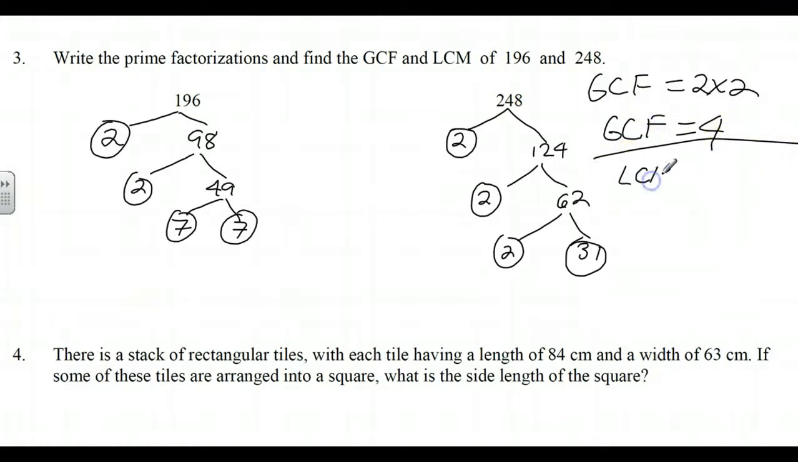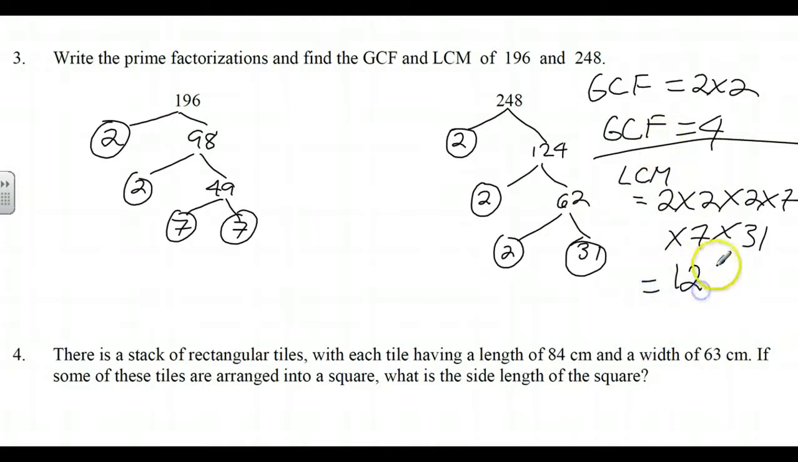LCM. So remember, we need everything. So I need a 2 times a 2 times a 7 times a 7. So I need 2 times a 2. But wait a sec. I need 3 2's. I need 2 times 2 times 2. Then the 2 7's, times 7 times 7, right? I need everything that's there, and that will be a 31. So this requires a calculator, and the answer is 12,152. And good luck finding that if you're just going to start taking multiples of 248.